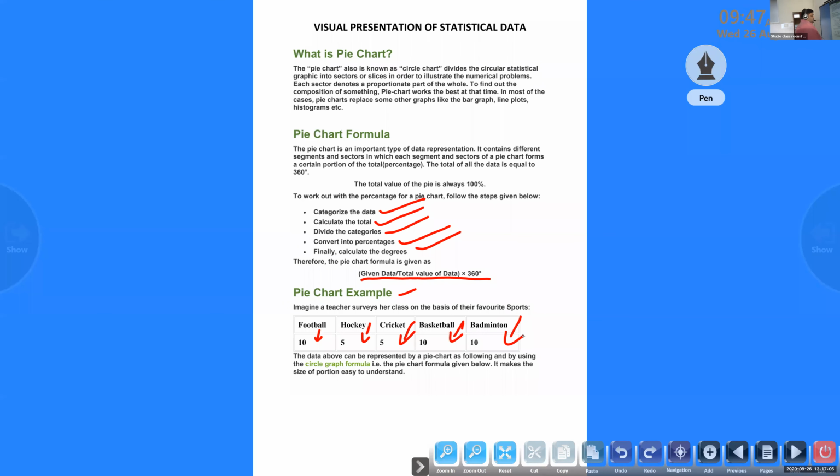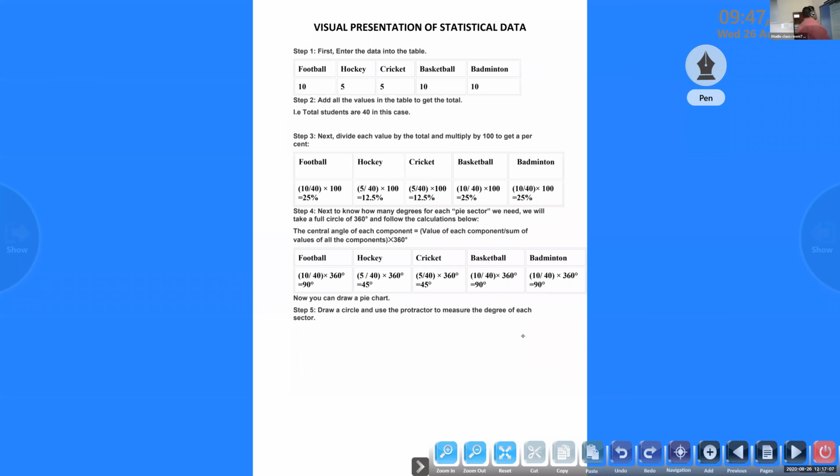Okay, now we are going to construct a pie diagram with this data. First of all, what is that? The data is: football 10, hockey 5, cricket 5, basketball 10, badminton 10. Again, we want to divide that directly into angles. So, the method is there.